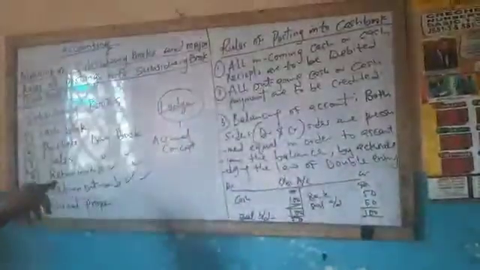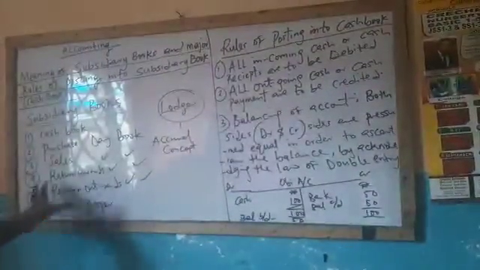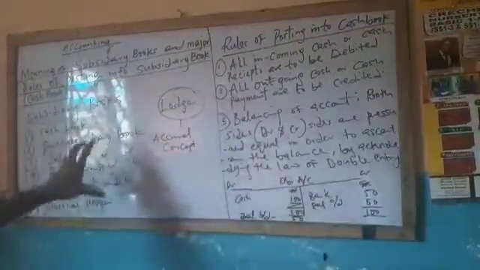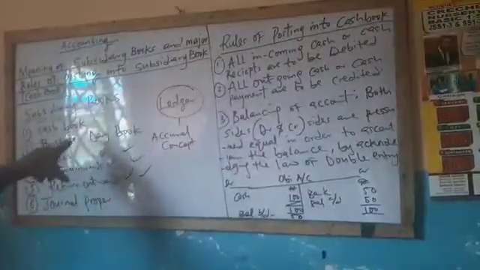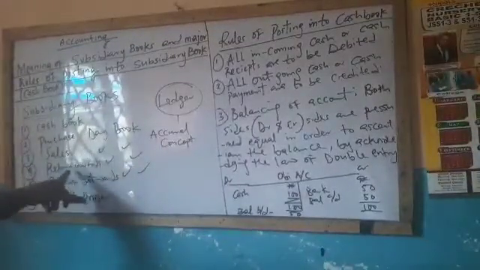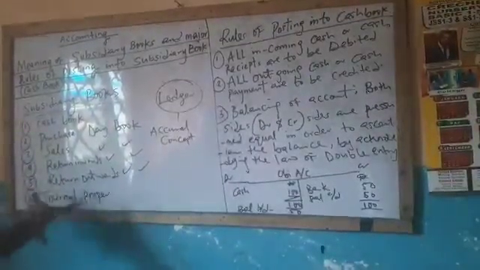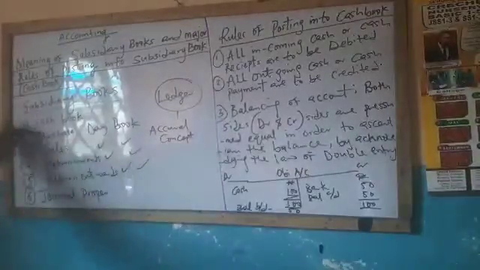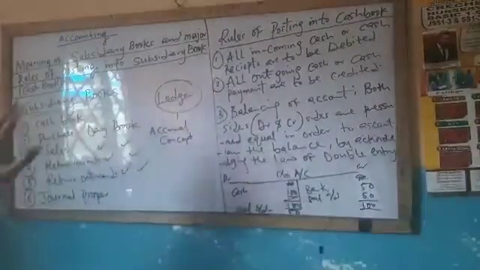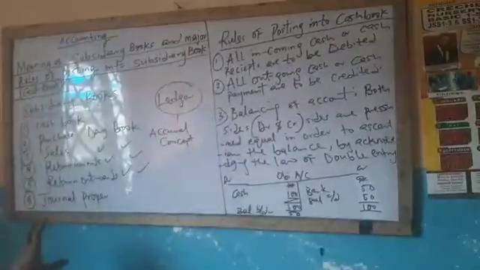That's the return outwards. Then we have the journal proper that accommodates every information that you have in purchases, sales, return inwards, and return outwards. The journal proper accommodates it. From here to here are all on credit transaction.